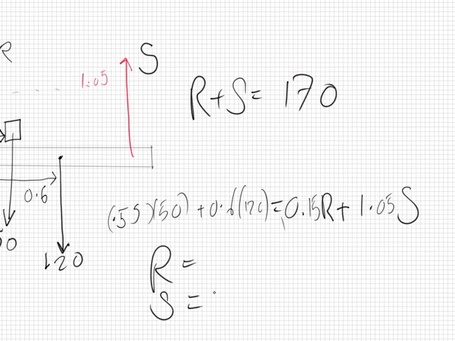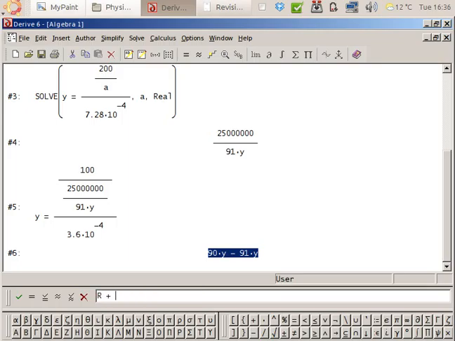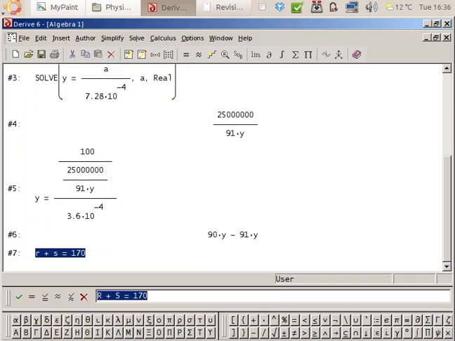Actually, I could do it in derive, yeah. Can you take on that? So the first one, Brendan, is 0.50 R plus S equals 170. And then the second one? 0.55 times 50, 0.6 times 120 is equal to 0.15 R.